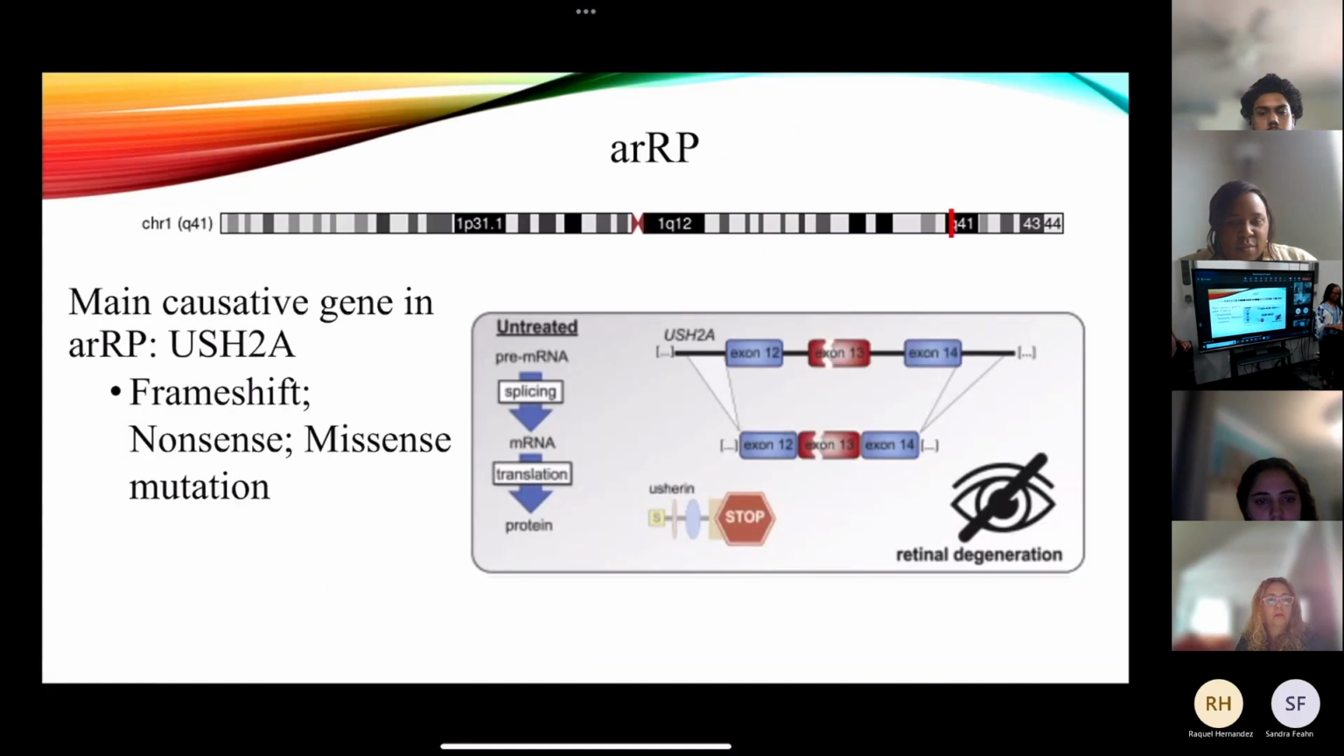So when there is a frameshift, nonsense, or missense mutation or deletion to the Usher syndrome 2 gene, it affects how usherin is encoded. So in this example here, we have a nonsense mutation in the Usher syndrome 2 gene. So this alters the amino acid encoded by exon 13. So that affects how usherin functions, and then it causes loss of function of the retinal cells.